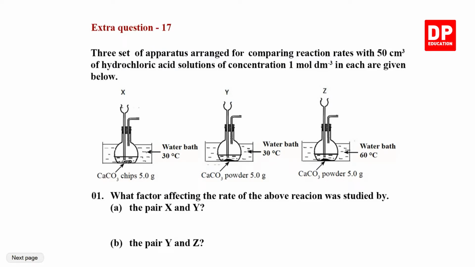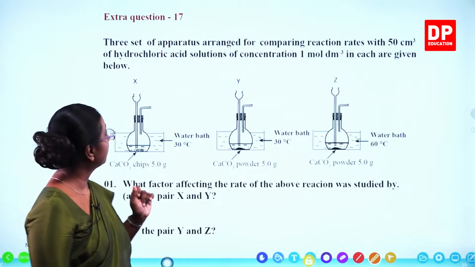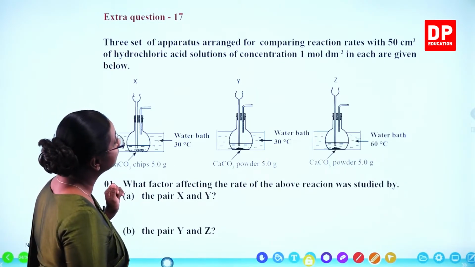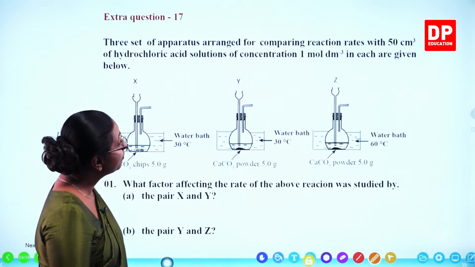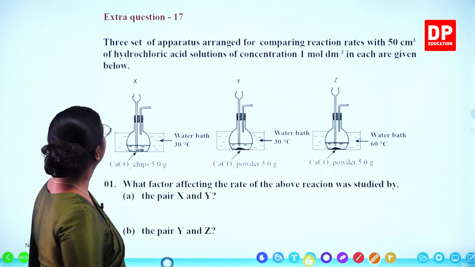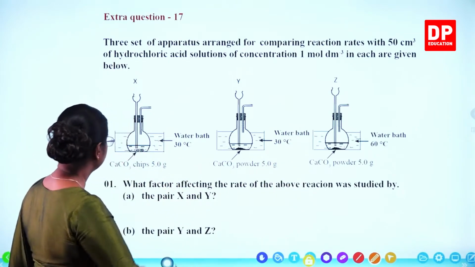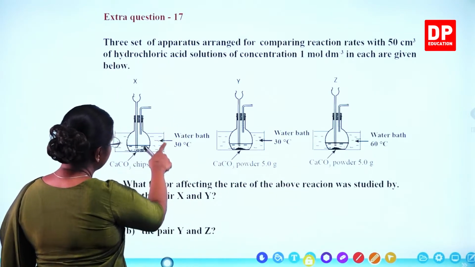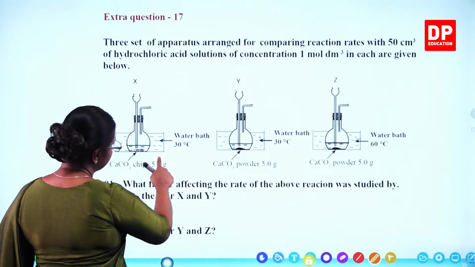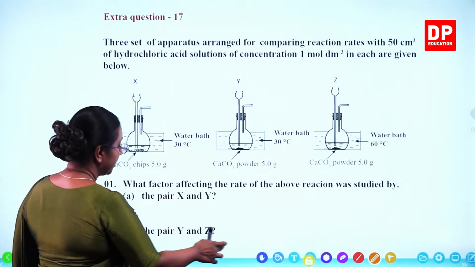Extra question 70. 3 sets of apparatus arranged for comparing reaction rates with 50 cm³ of hydrochloric acid solutions of concentration 1 mol/dm³ in each are given below. So there are 3 sets of apparatus. What is the apparatus? You can see there is a water bath, so there is a temperature shown to you all.